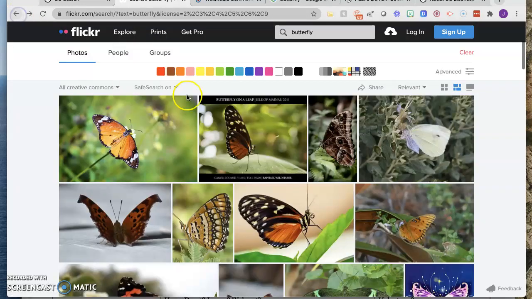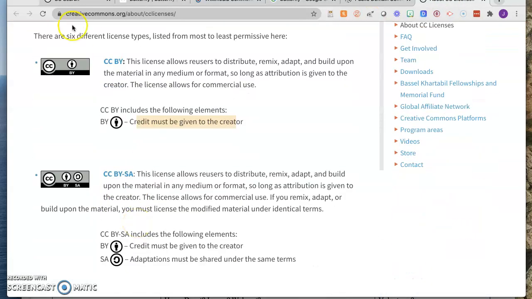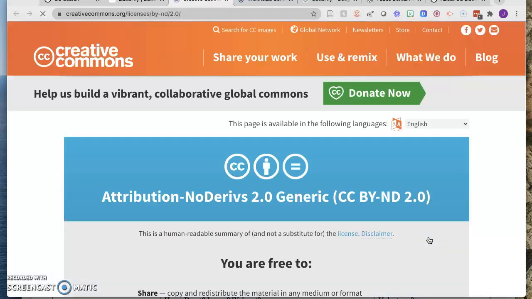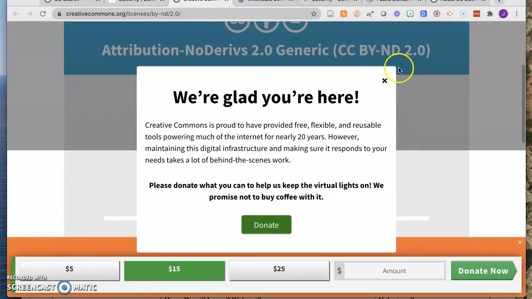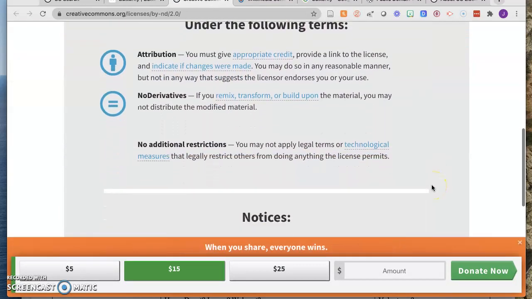So let me go back to this main page here, pick another one. Let's say this one. Here we have an example, again, on the right-hand side within Flickr, of some rights reserved. The symbols are here for the Creative Commons licensing. Again, you can always go back to Creative Commons to try to figure those things out. But if you're in Flickr, and you click on this link here, some rights reserved, this takes us to the Creative Commons license itself, where we can read about it and understand what we're allowed to do with it and what we're not allowed to do with it.